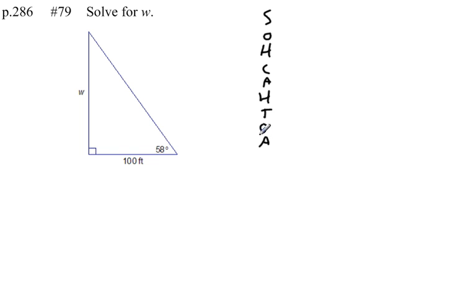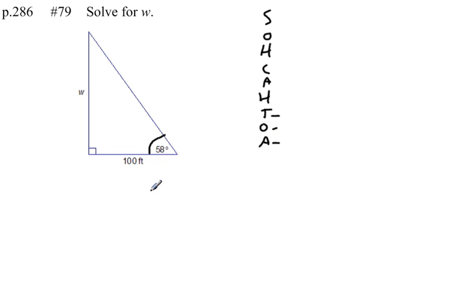So what we have to do is look at the angle that we know, in this case 58 degrees, and figure out which two sides of this right triangle are labeled based on this angle. Here's what I mean by that. So this W is labeled here. W is the opposite side from 58 degrees. So we have opposite labeled. 100 feet is labeled. This is adjacent to 58 degrees. So we have opposite and adjacent. Looks like we'll be working with tangent because tangent is opposite over adjacent.